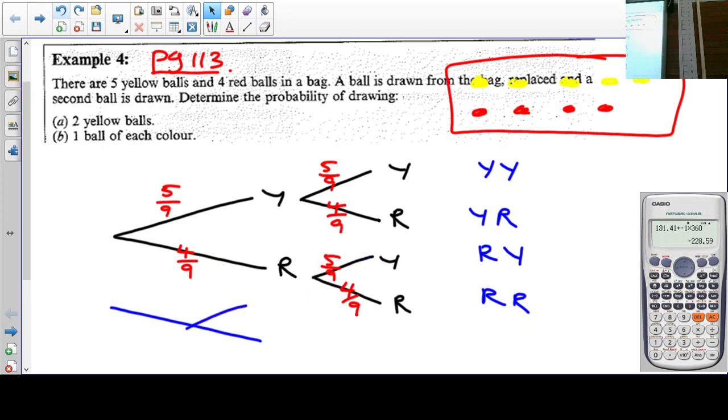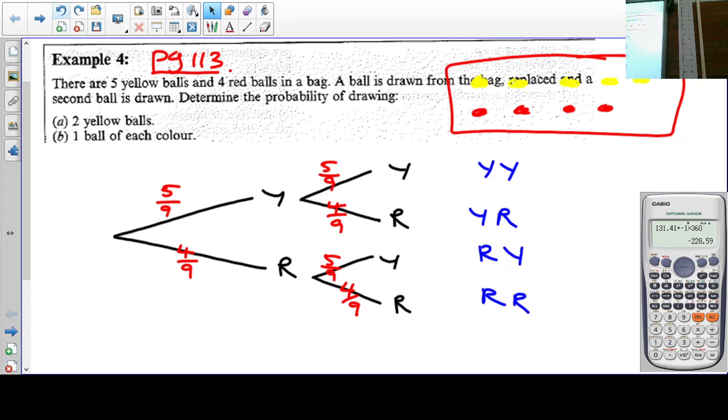You all understand? Any confusion? What do we call that? What do we call this? Your outcomes. Okay, those are your outcomes. So from that bag, you can draw a yellow and a yellow, one after the other. We can draw a yellow and a red, or a red and a yellow, or a red and a red. And this is what we call our tree diagram. Okay?